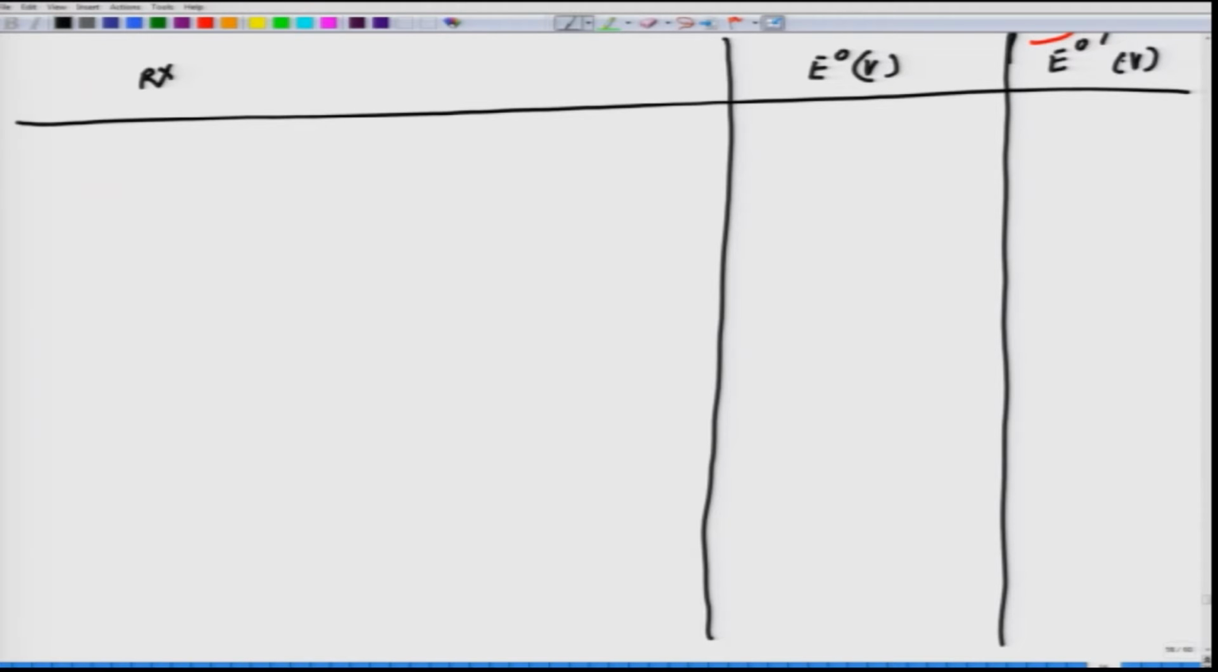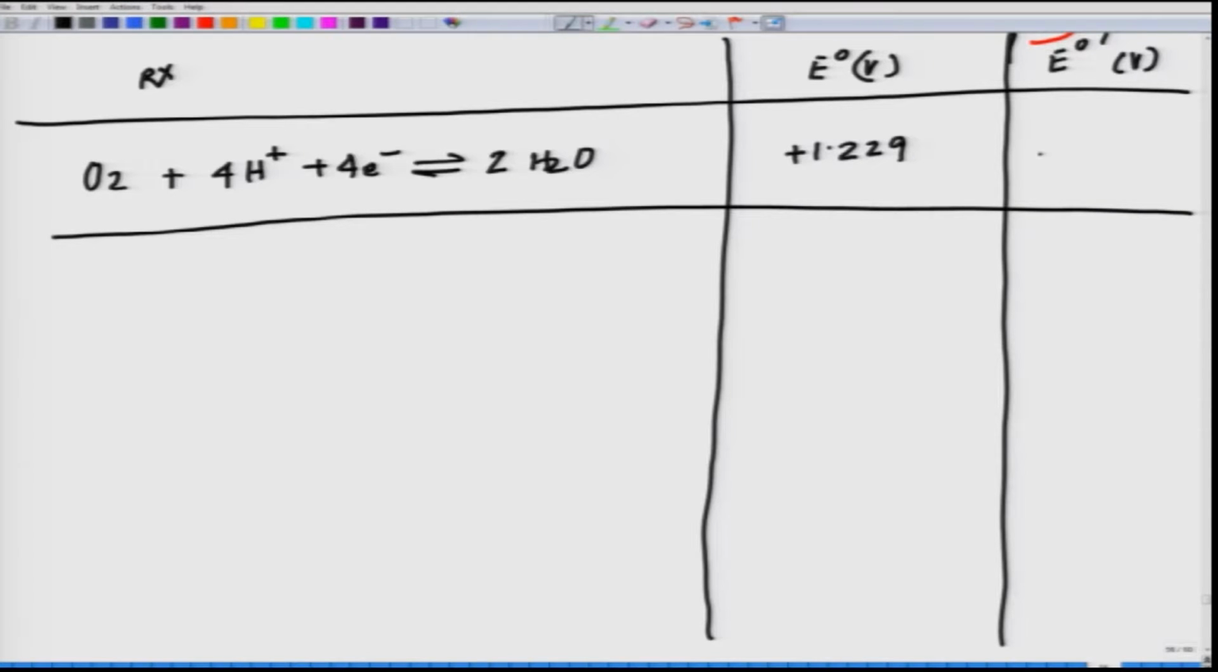Now, let us take the first reaction, oxygen plus 4H plus plus 4 electrons, making 2H2O, the famous situation. The E0 value of this is plus 1.229, whereas E0 prime in the biological module is plus 0.815. This is where the water splitting happens.